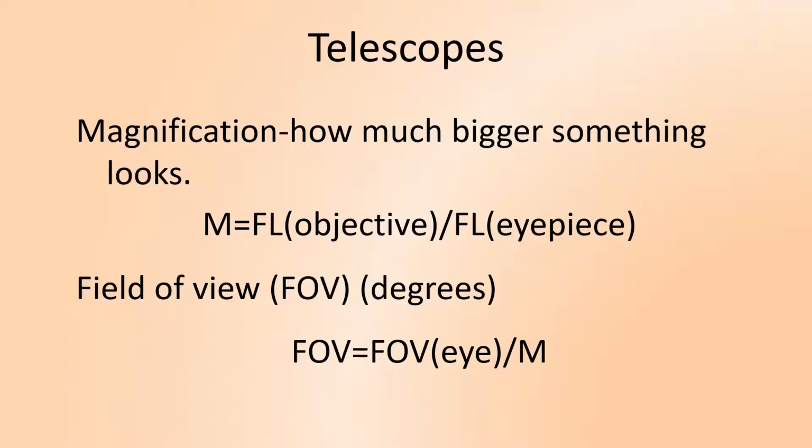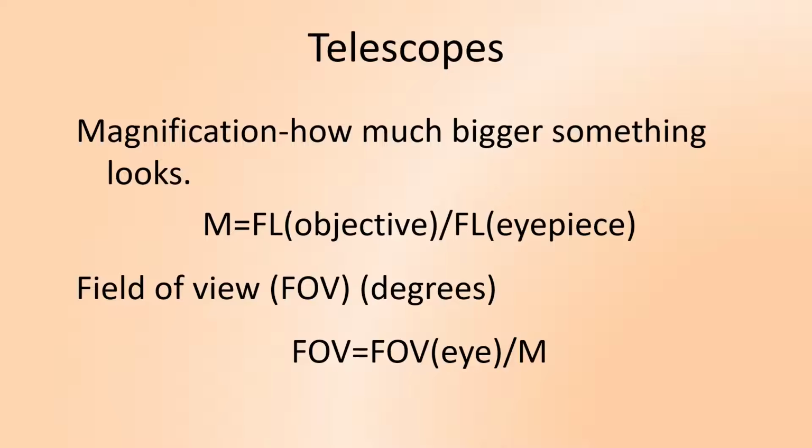Then the other thing you have to be concerned about is the field of view, or how much of the sky you can see at any one time. And the field of view is simply the field of view of your eyepiece, which is given by the eyepiece, divided by the magnification. So if you have an eyepiece with a 60-degree field of view and your magnification is 60, that's a 1-degree field of view.